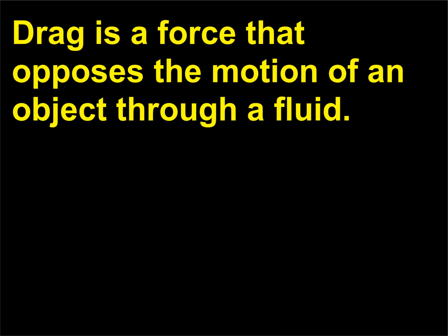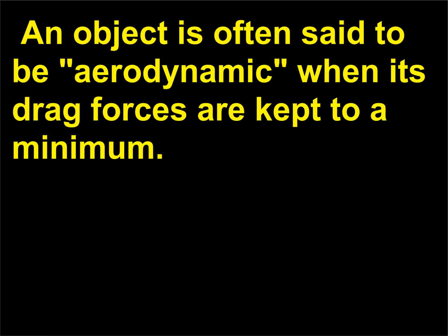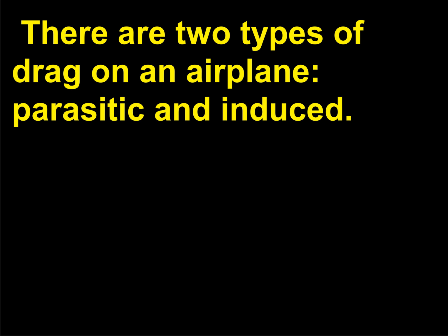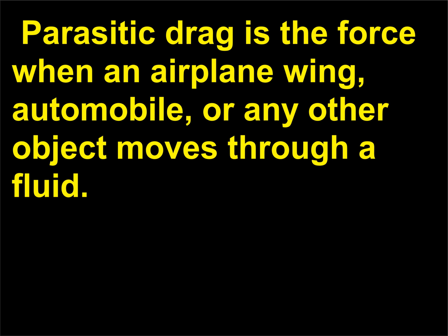Drag is a force that opposes the motion of an object through a fluid. An object is often said to be aerodynamic when its drag forces are kept to a minimum. There are two types of drag on an airplane, parasitic and induced. Parasitic drag is the force when an airplane wing, automobile, or any other object moves through a fluid.